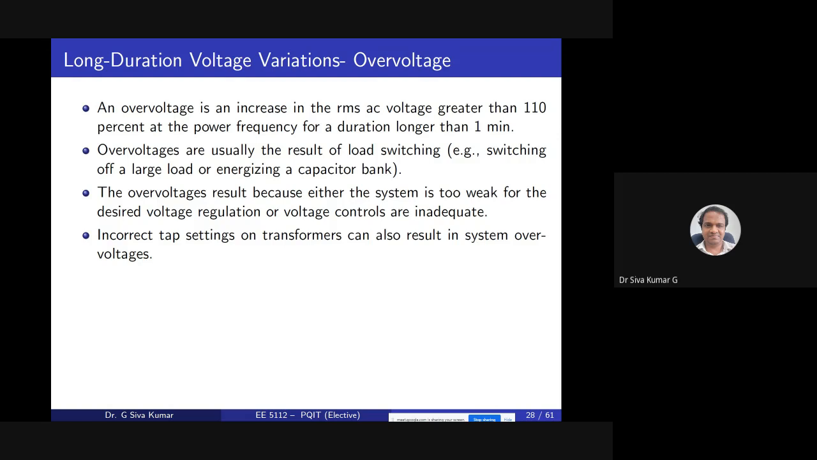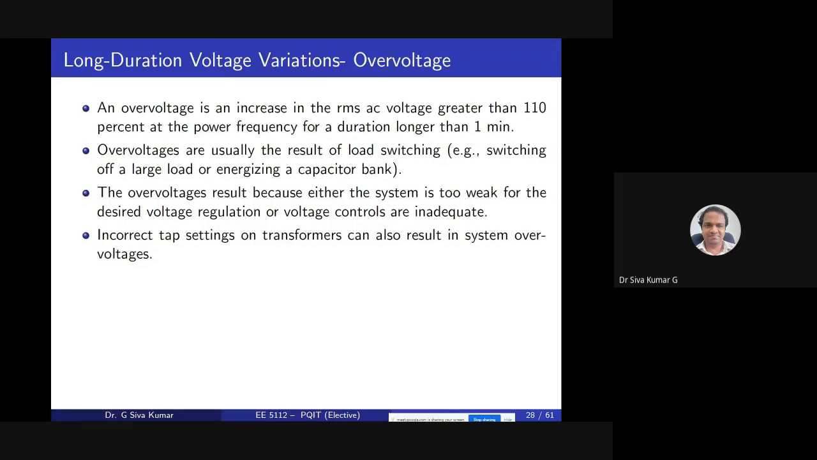For example, switching off a large load or energizing a capacitor bank. If you connect a huge capacitor bank, then we will be seeing the long duration voltage variations, the over voltage, sorry. Switching off a large load or energizing a capacitor bank. If we connect more capacitor banks also, we will be seeing the over voltage.